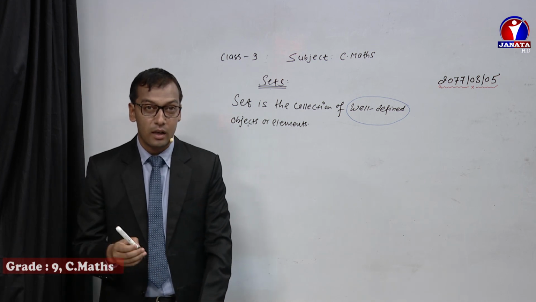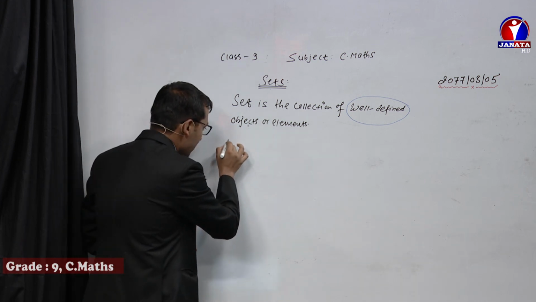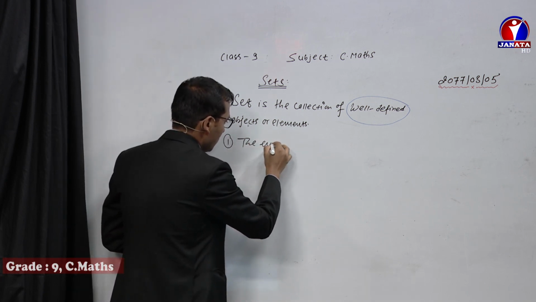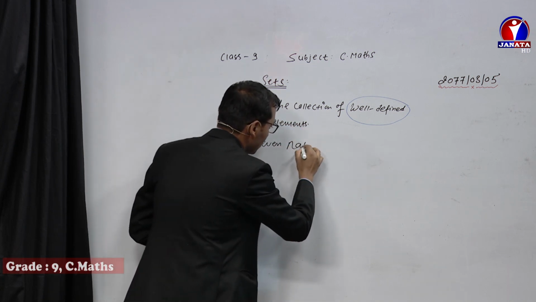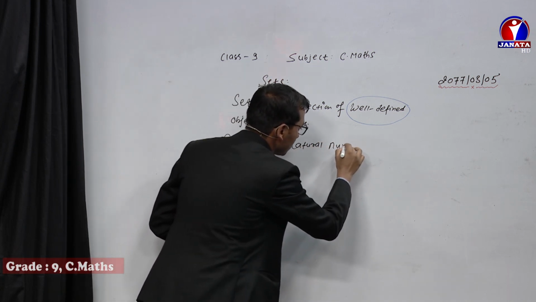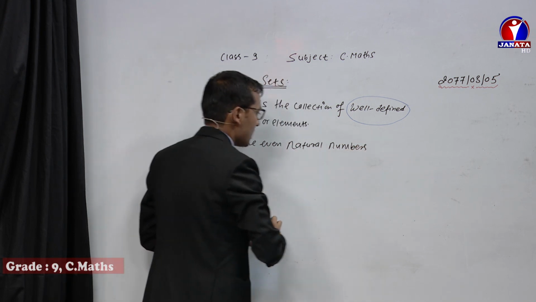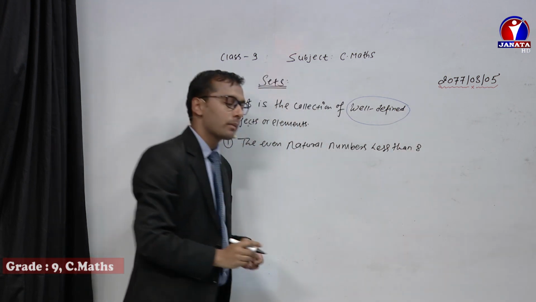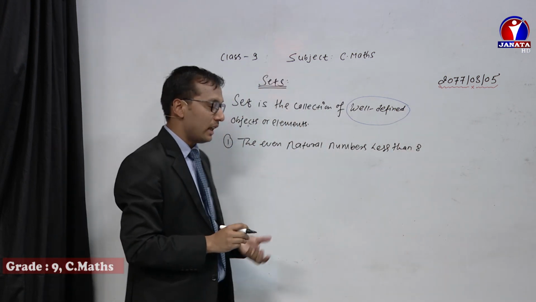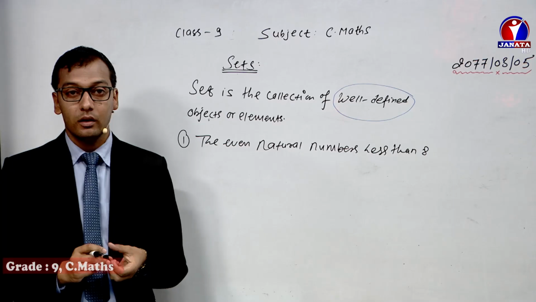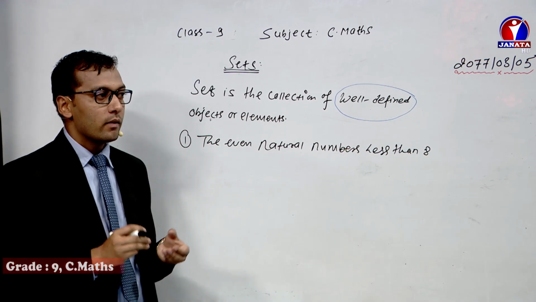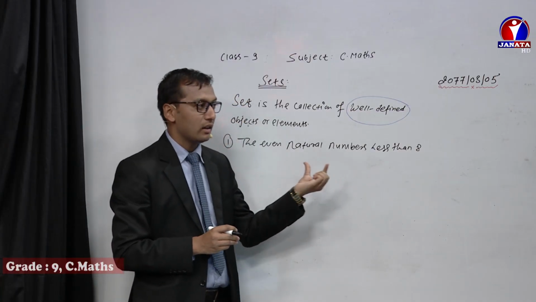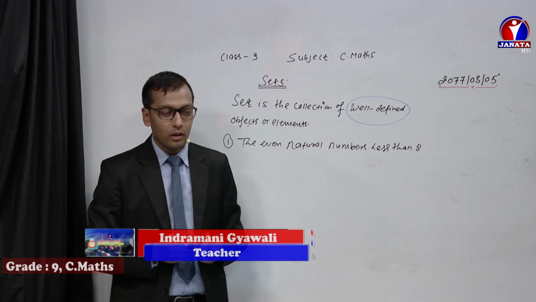First example I'm taking here: the even natural numbers less than 8 can form a set, because there is a limited, finite, fixed number of numbers which are even, natural and less than 8. This is the first example I am taking here.